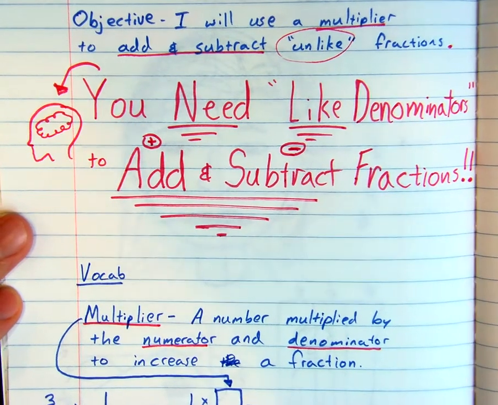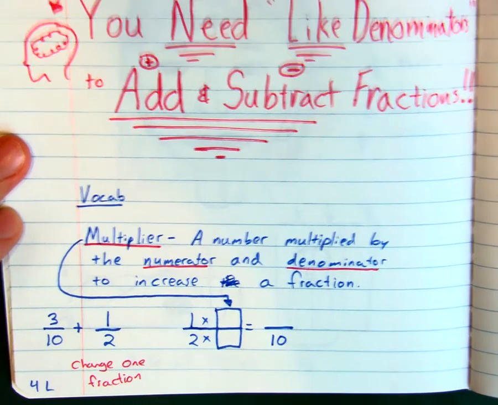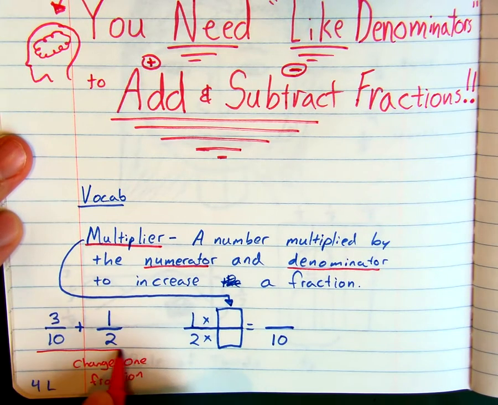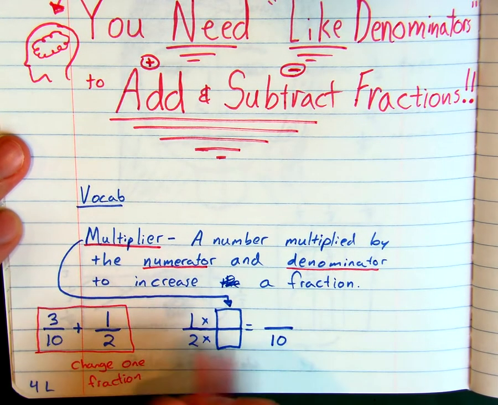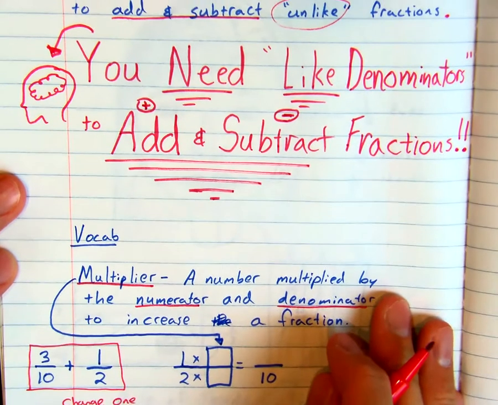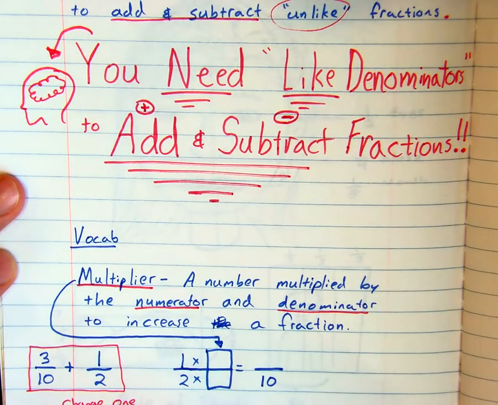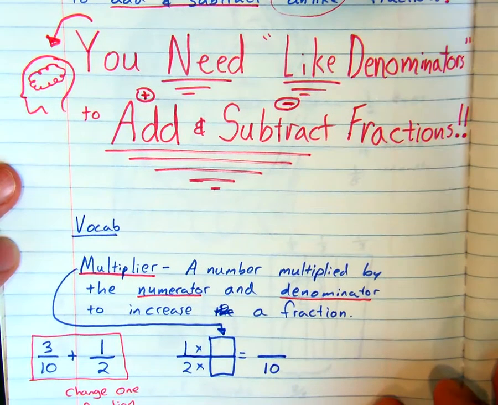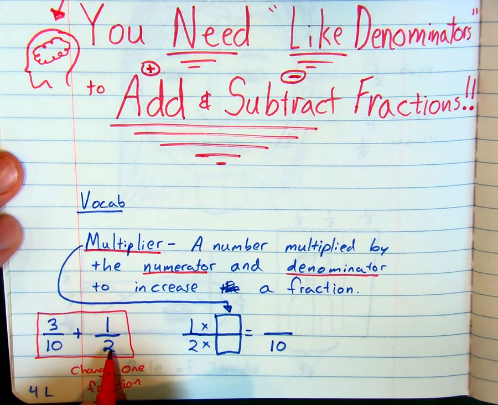So let's look at one sample problem here. This is a change one scenario. So my sample problem is here. I've got 3/10 plus 1/2. And thanks to my message up here, I need like denominators. I can't actually do this problem as it is. So I need to change one of them. So I've decided to change my 1/2 because I can turn a 2 into a 10 through multiplication.